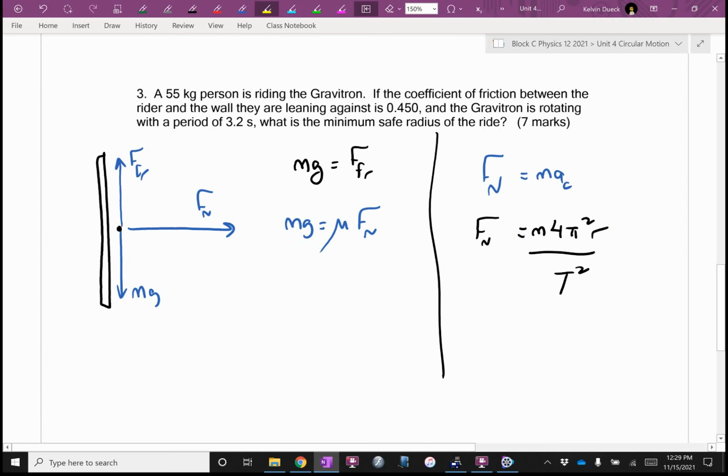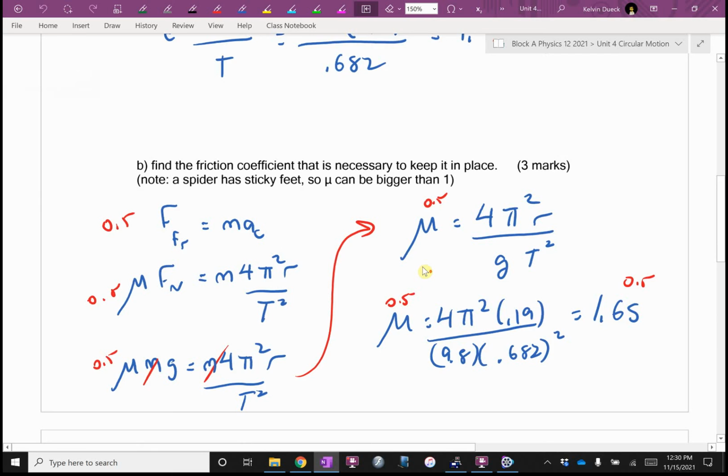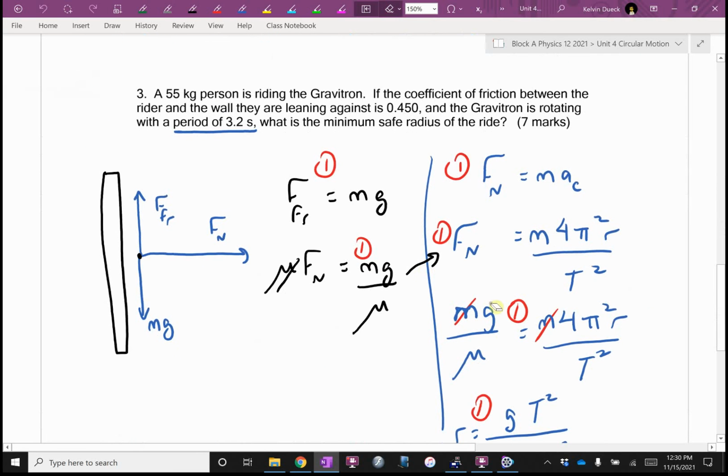I have a habit of getting the normal force by itself. I usually do that, and then I stick this right to there. Either of those approaches, you'll get full marks. My answer key will have both done. But I put that there. When I did that, I ended up with mg over mu equals m 4 pi squared r over t squared.